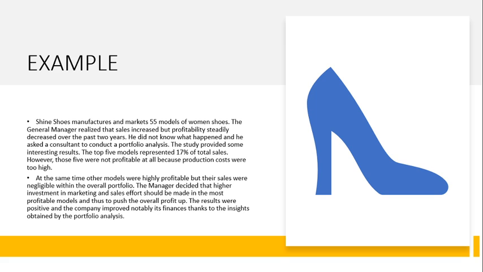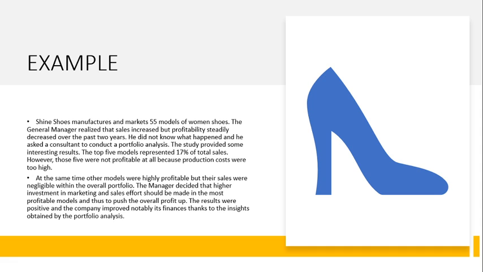However, those 5 were not profitable at all because production costs were too high. The study says it gives only 17%. The top 5 models are only giving 17% of the profit, but the resources and the cost of production used for producing those top 5 models are very high. At the same time, other models were highly profitable, but their sales were negligible within the overall portfolio. So what happened?